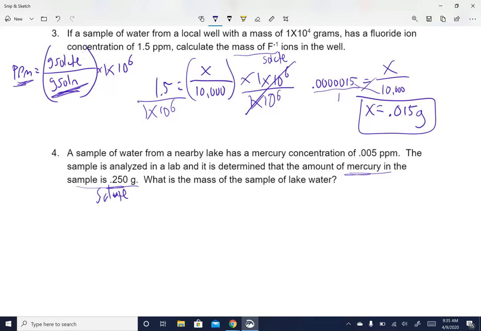So it's 0.005 equals 0.250 over X. We are looking for the mass of the sample of lake water. The whole sample itself is always going to be the solution. So there's that times a million.